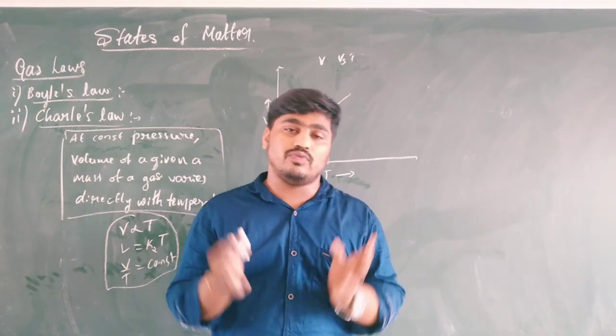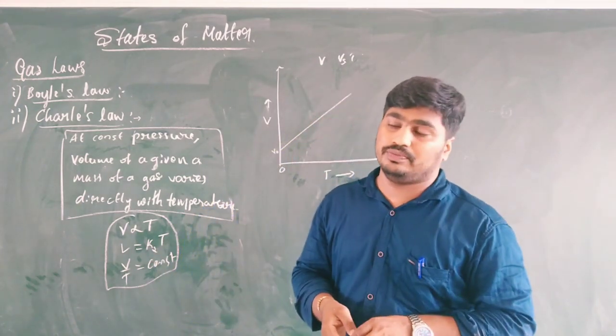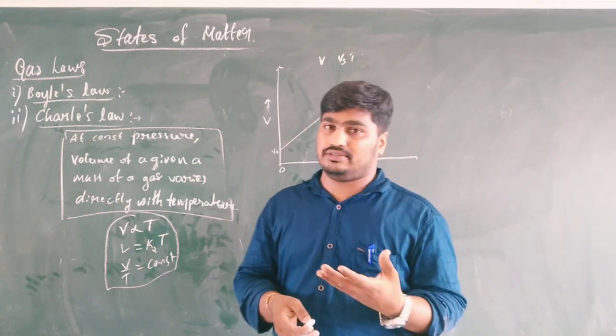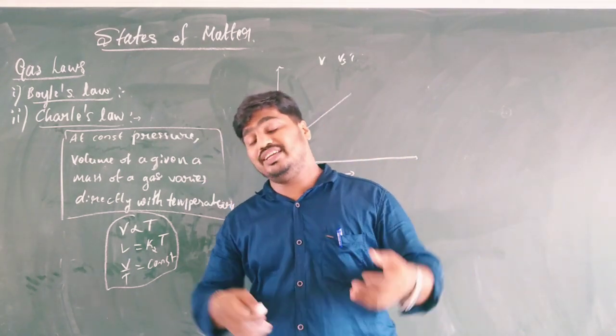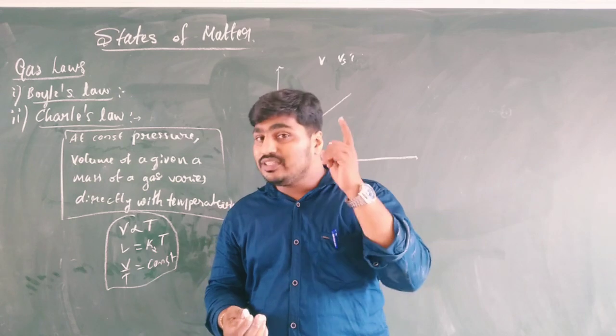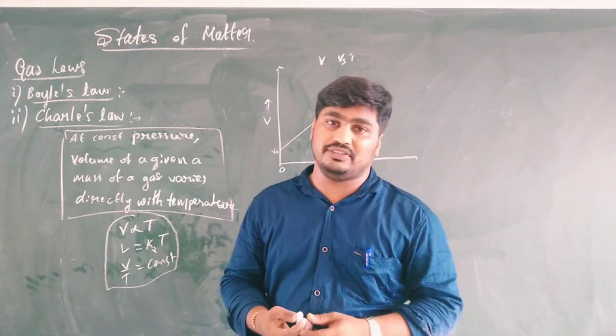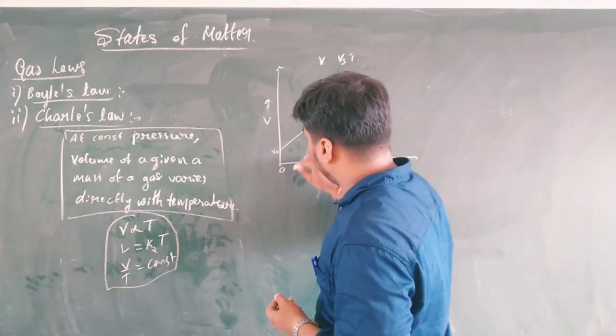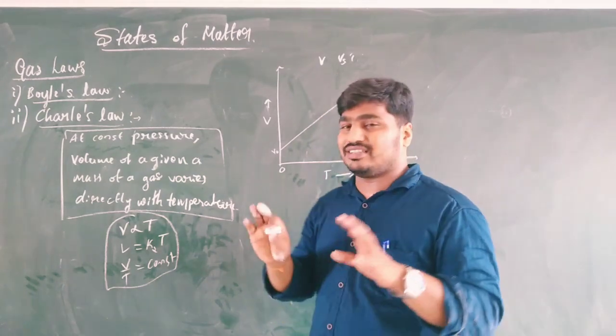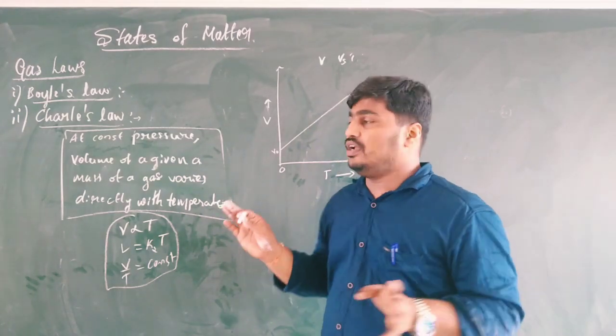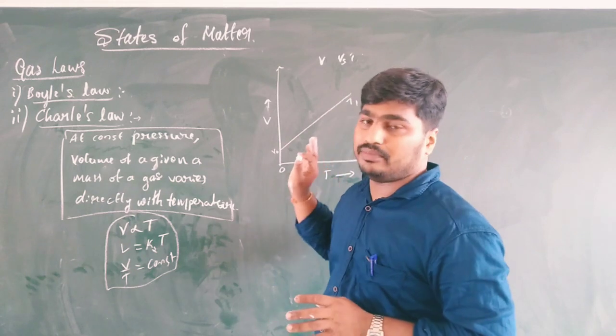Everything has some volume at 0 degrees Celsius also. Now the question arises: when does the volume become zero, and is it possible? It is possible in the graphical representation. When it becomes zero, it is for temperature T1. Just imagine it's a temperature of 300 Kelvin, T1.